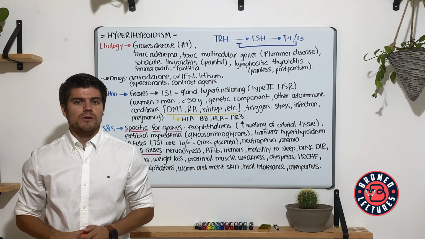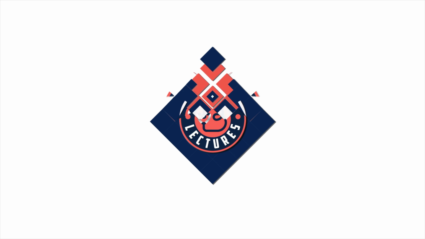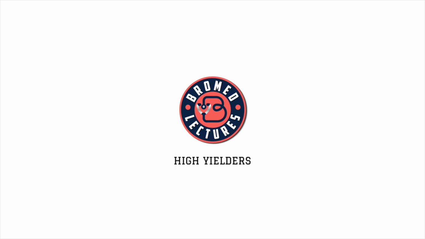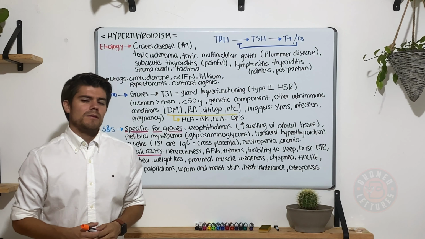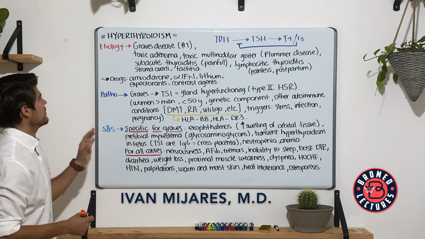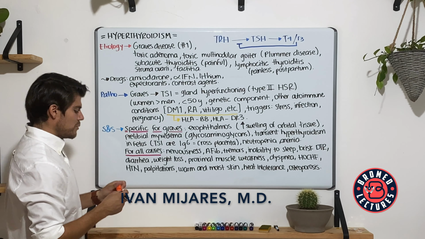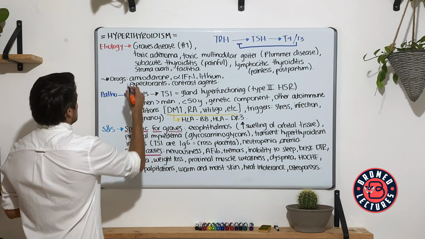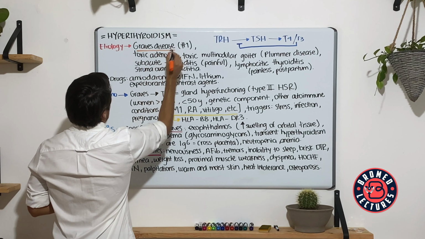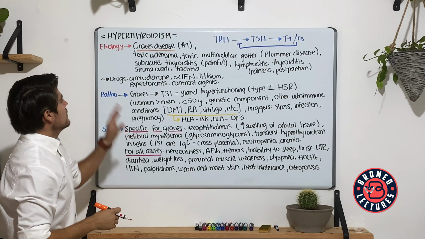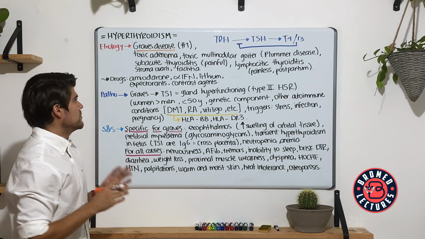In this video, we're going to cover hyperthyroidism. Now, let's begin with the etiologies of hyperthyroidism. Of course, the number one cause is going to be Graves' disease. This is worldwide and in the United States. This is the one that we're going to focus more on in this video.